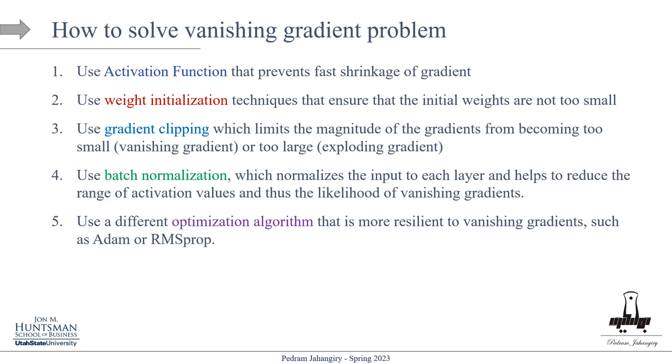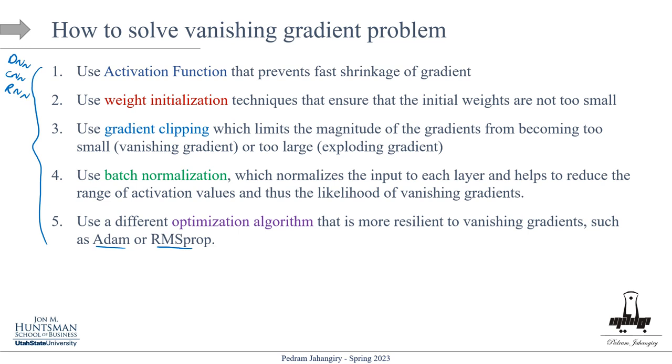The fifth one is using a different optimization algorithm, right? So here we are going to use an algorithm which is more resilient to vanishing gradients. These algorithms are, for example, Adam or RMSProp, which are the two that can handle those kinds of things. And just remember, these five solutions that we are looking at right now for solving the vanishing gradient problem can be applied in any kind of deep learning model, like deep neural networks, convolutional neural networks, or RNN. So RNN can also do that.